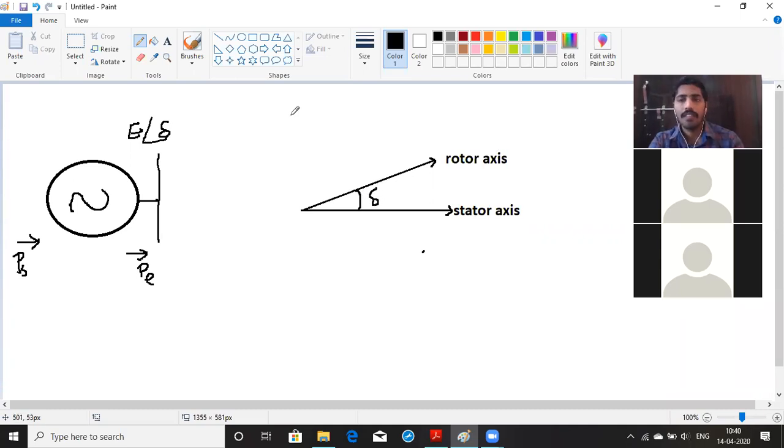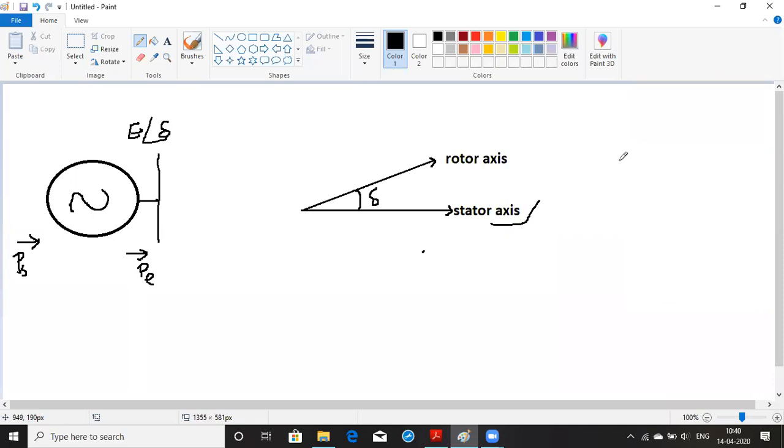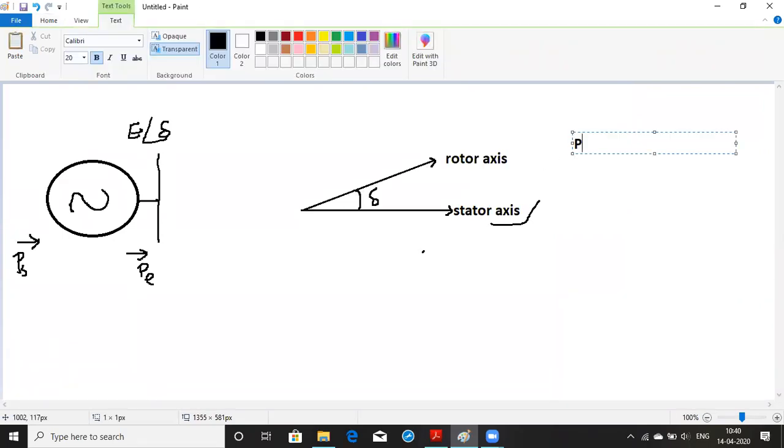The angle difference between the stator axis and the rotor axis is delta, and the stator axis is a fixed axis. It is not going to move. This is nothing but the angle difference between the stator magnetic field and the rotor magnetic field. Whenever it is fixed, the machine runs under one condition, which we call the accelerating power: Pa is equal to shaft power minus electrical output power.